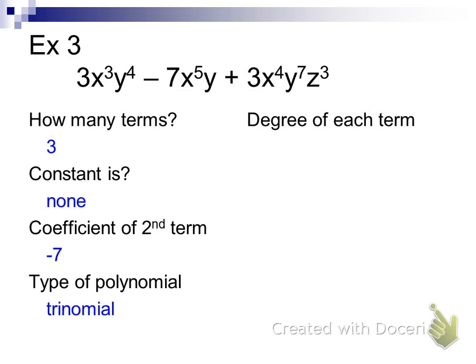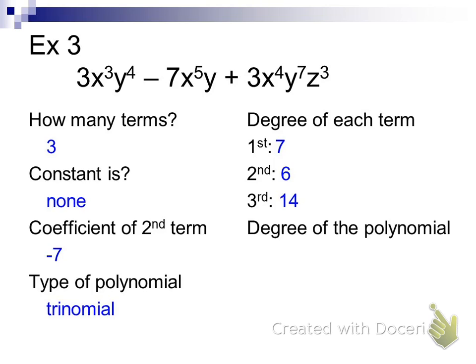All right, what's the degree of each term? 7, 6, and 14. Good. What's the degree of the polynomial then? 14. It's just the largest degree of the terms. Questions?